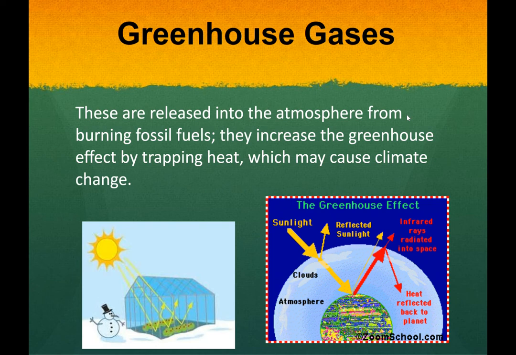Now, carbon dioxide is not the only greenhouse gas, but it is the greenhouse gas that has been linked directly to human influence through the burning of fossil fuels, cars, factories. We are putting more carbon dioxide into the atmosphere, which is trapping more heat in the atmosphere, which is causing the planet to become warmer in certain areas and causing the climate to change.